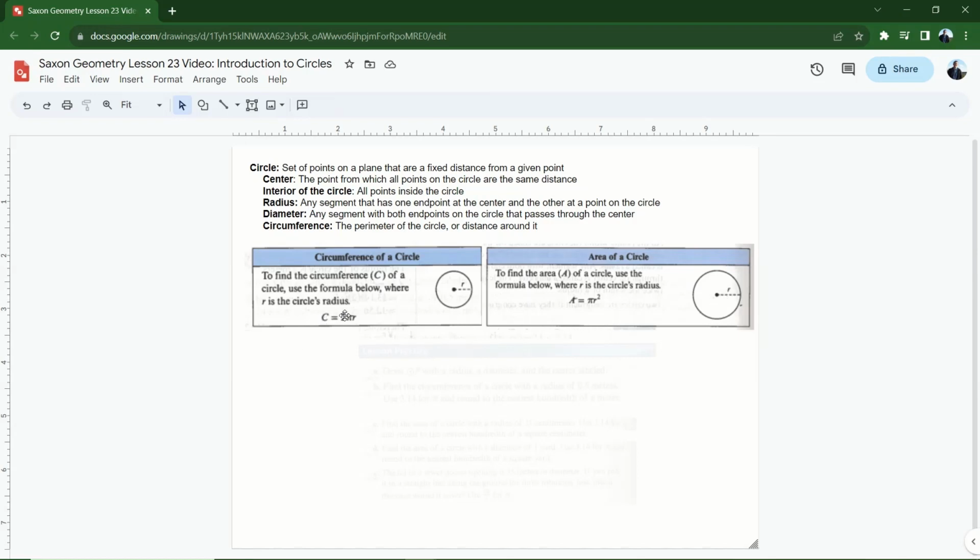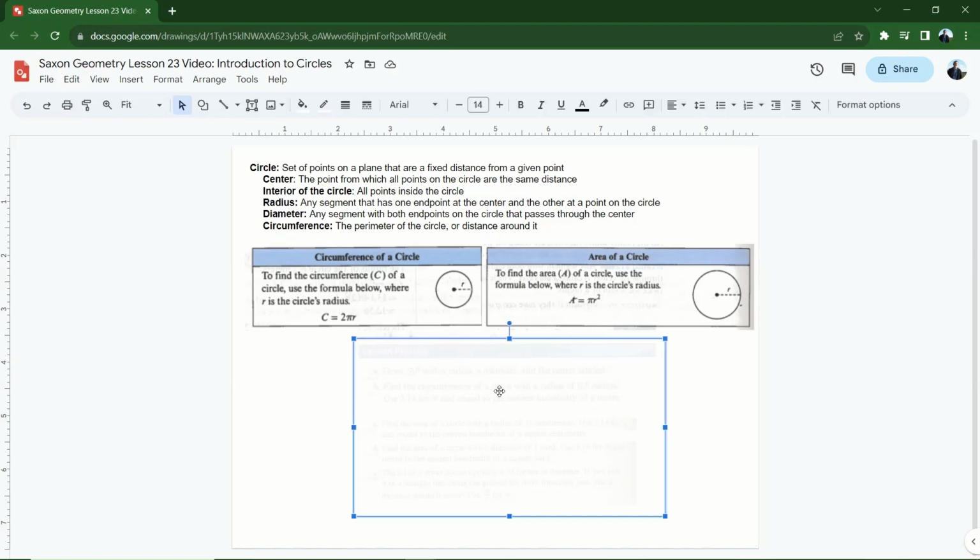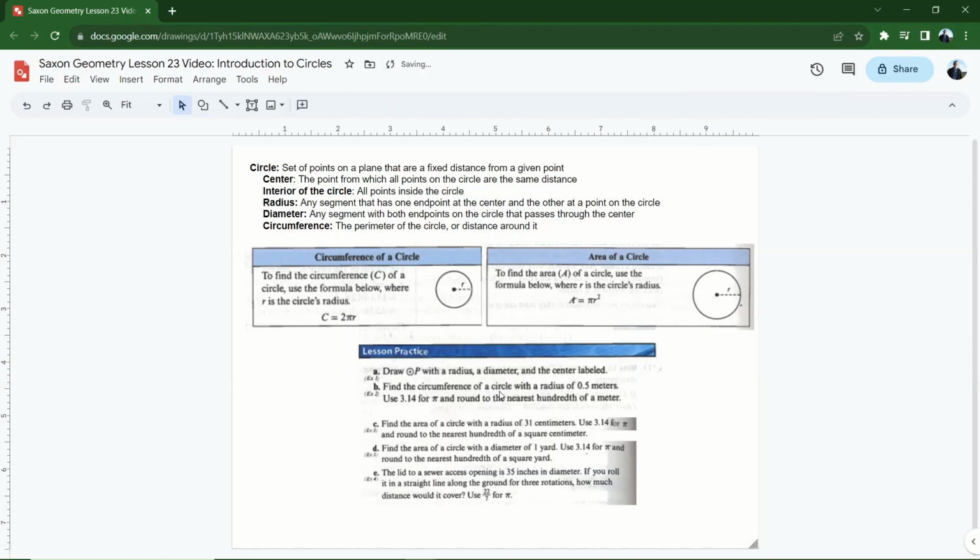So circumference is pi times the diameter, or pi times 2 times the radius, right? 2 times the radius is the diameter, 2 pi r. Area is pi r squared. Let's work some practice problems, see what this is all about.